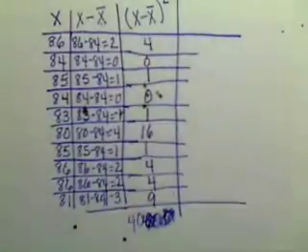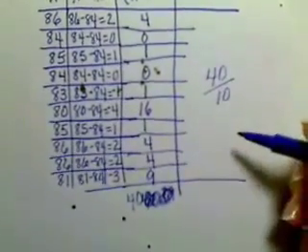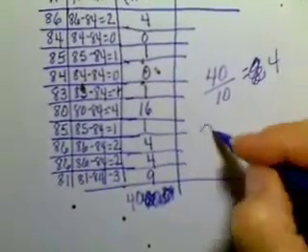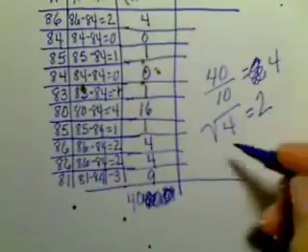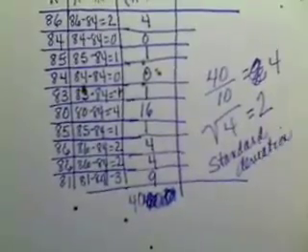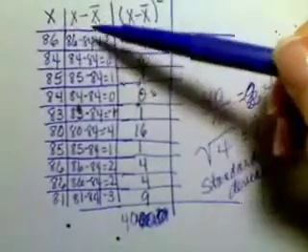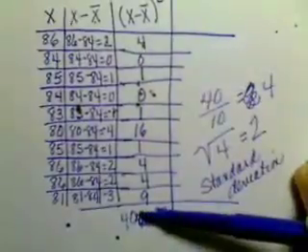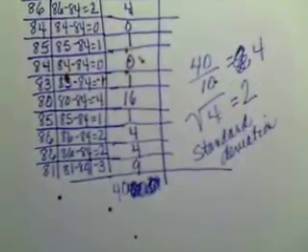There are 10 numbers, so I'm going to take 40 and divide that by 10. That gives me 4. Then I'm going to take the square root of 4, and that gives me the standard deviation. So I find the average, I take each x value minus the mean and square it, I add it up, I divide it by the number of values I have, and then I take the square root.